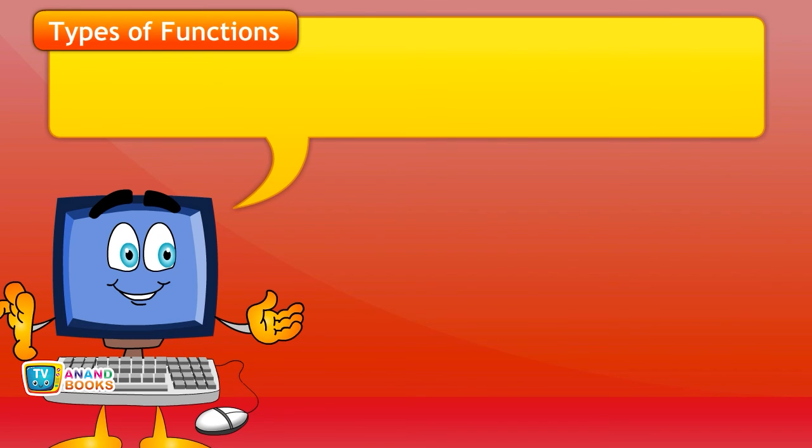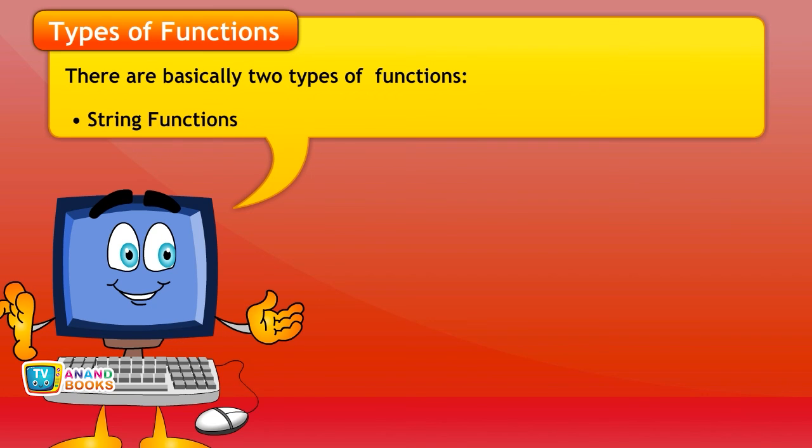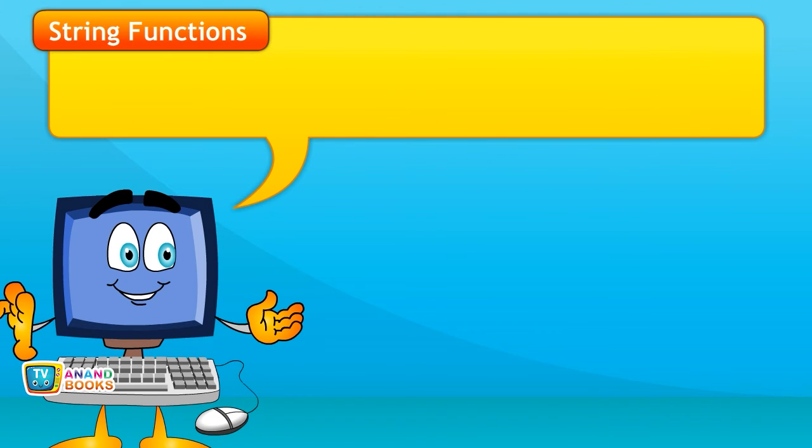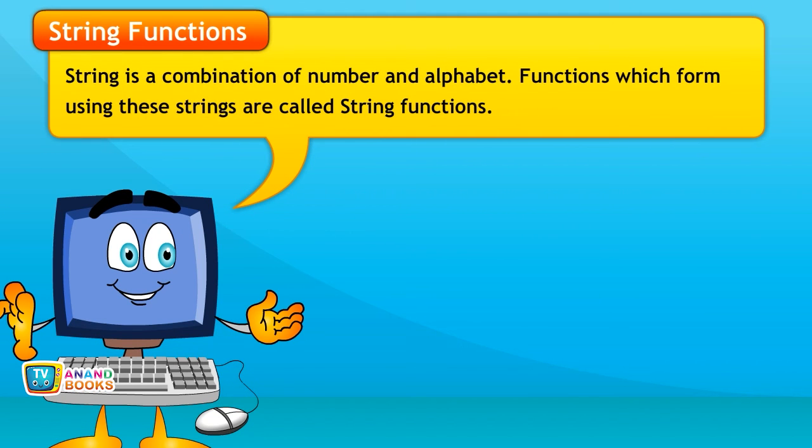Types of functions. There are basically two types of functions: string functions and numeric functions. String functions. A string is a combination of numbers and alphabets. Functions which are formed using these strings are called string functions.